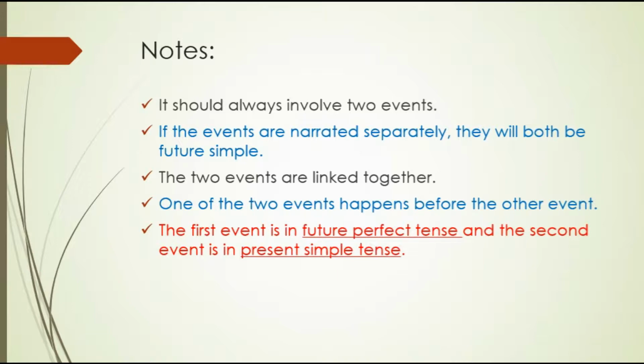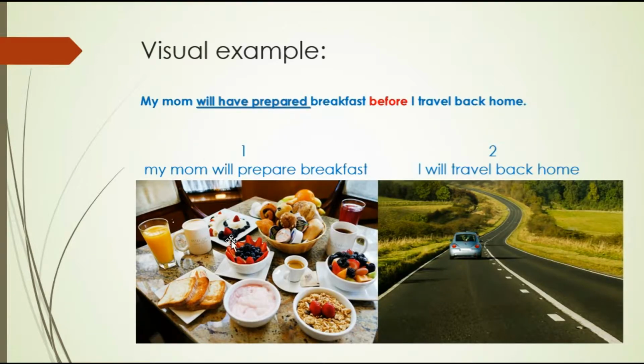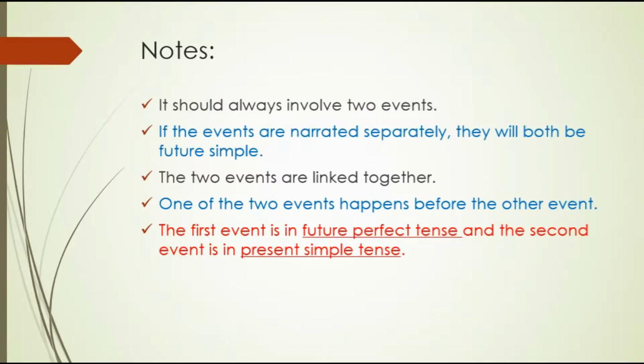Let's go back to our first example. This one happened first, so it is in future perfect tense, as you can notice. This one happened second, so it is in present simple tense. And the reason is the relative clause and the conjunction you have here, which you don't really need to know about.